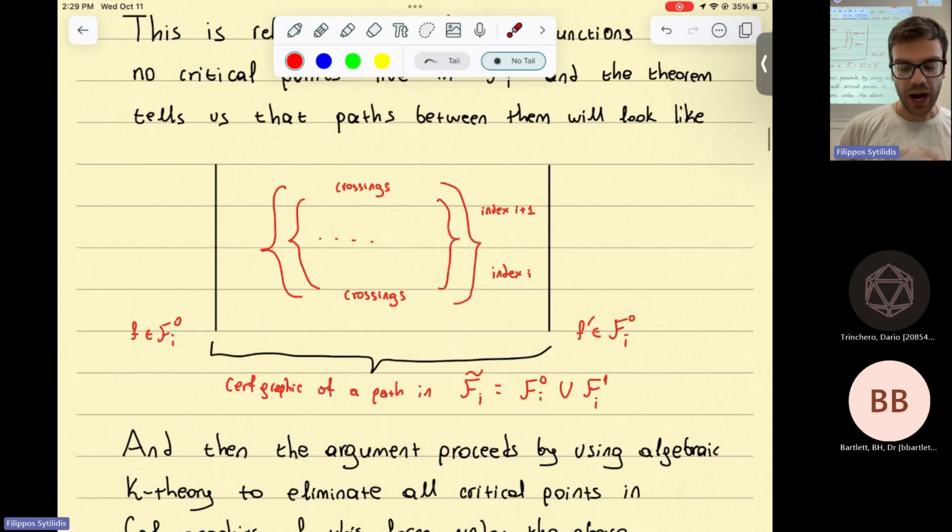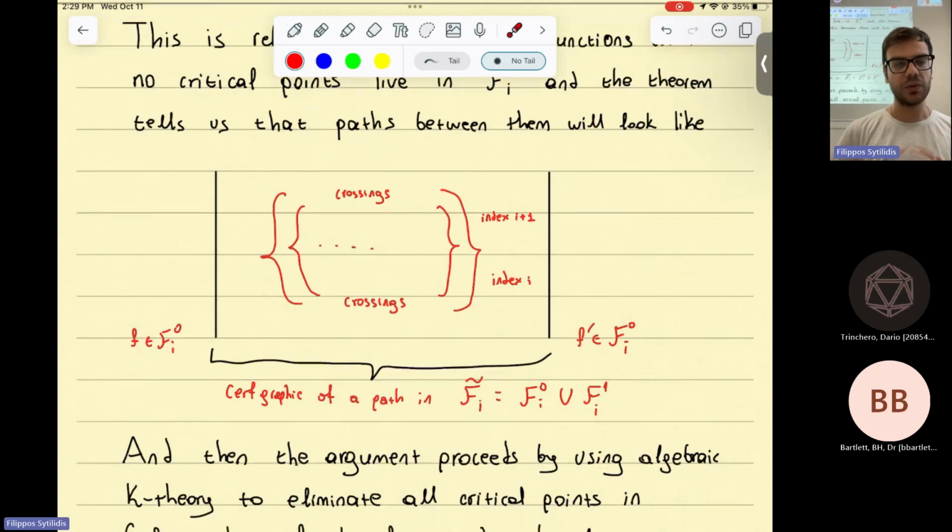But what we are going to see is how to get into the reduction. So we're going to at least reduce it to that. We can connect F and F prime by a path that looks like that. Exactly. And then the rest is algebraic K-theory to simplify. If there is interest, maybe after a month or two, once I understand it, I'm happy to do it.